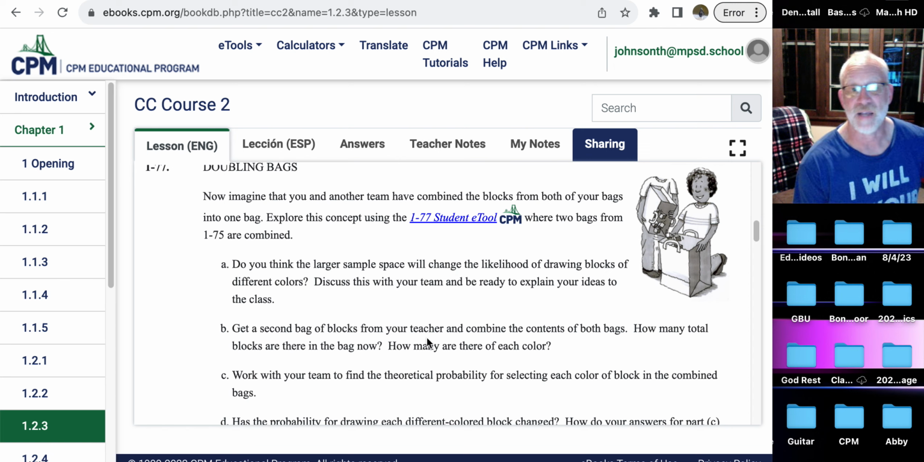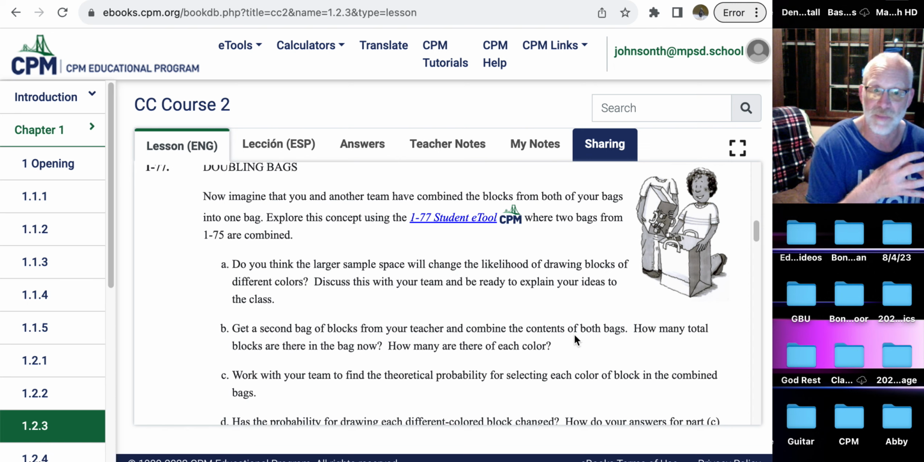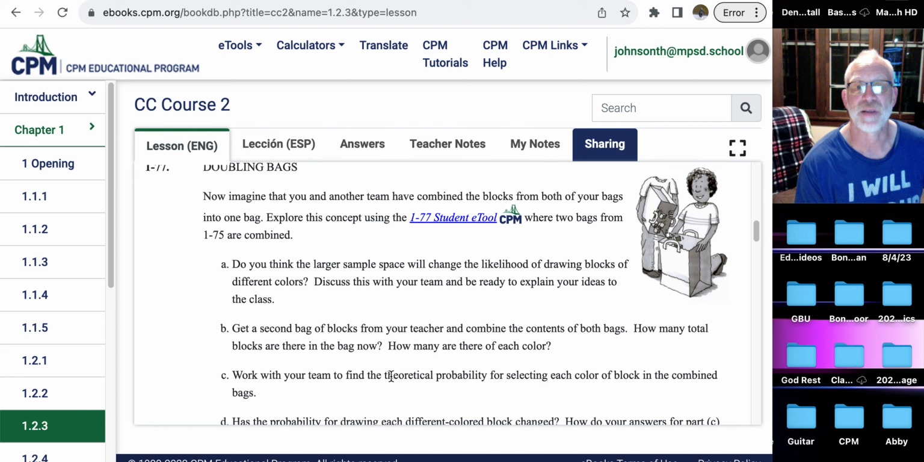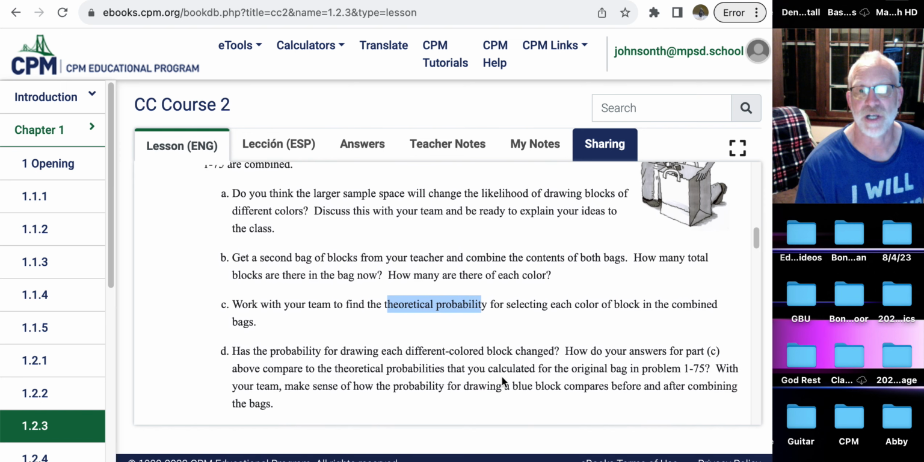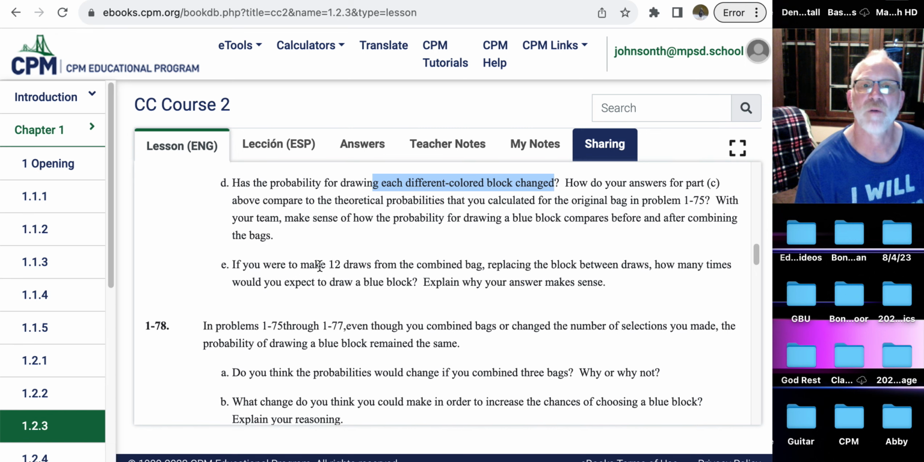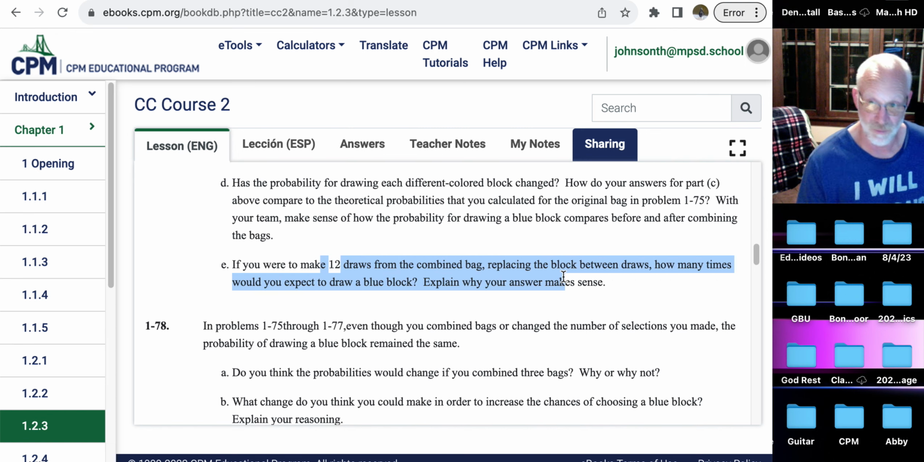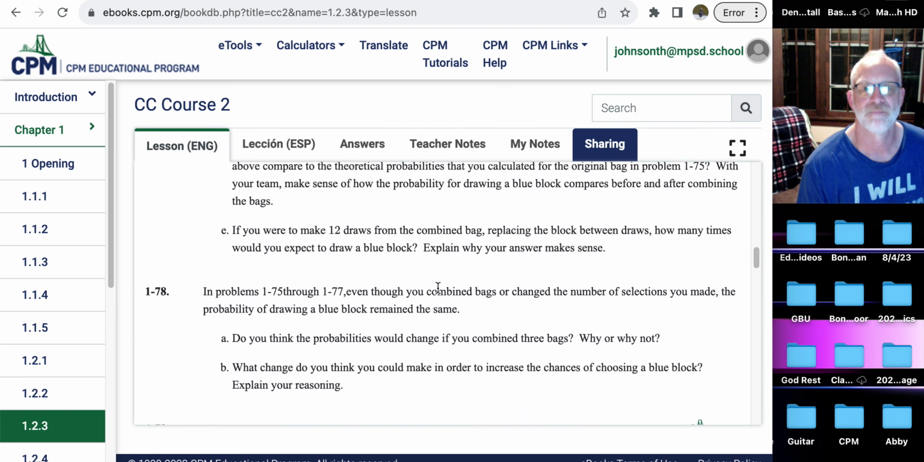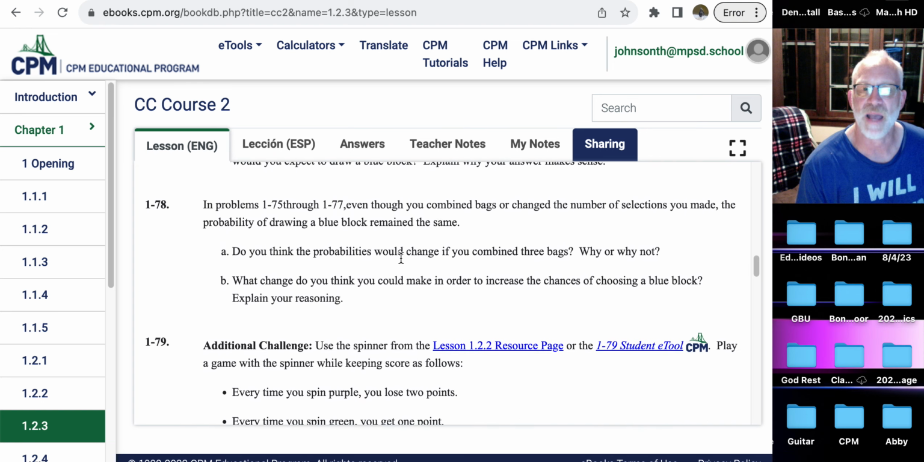Get a second bag of blocks from your teacher and combine the contents of both the bags. How many total blocks are in there now? How many are there of each color? Work with your team to find the theoretical probability for selecting each color of block in the combined bags. And has the probability for drawing each different block changed? If you were to make 12 draws from the combined bag, replacing, putting them back in between draws, how many times would you expect to draw a blue block? What do you think would happen if you put 3 bags together? Okay, that's that extension. And that's where we're going to stop today.